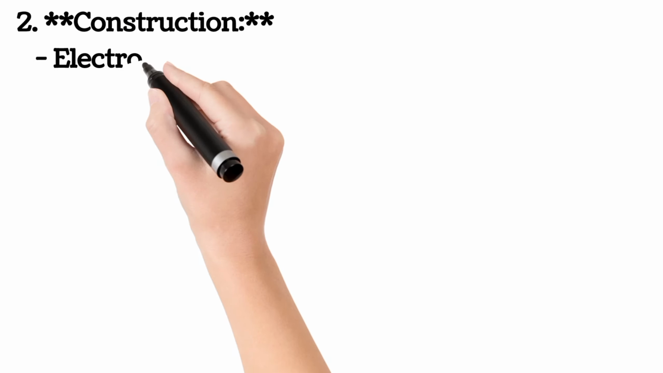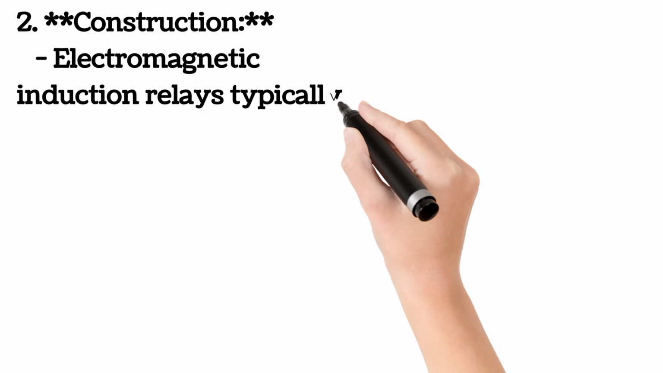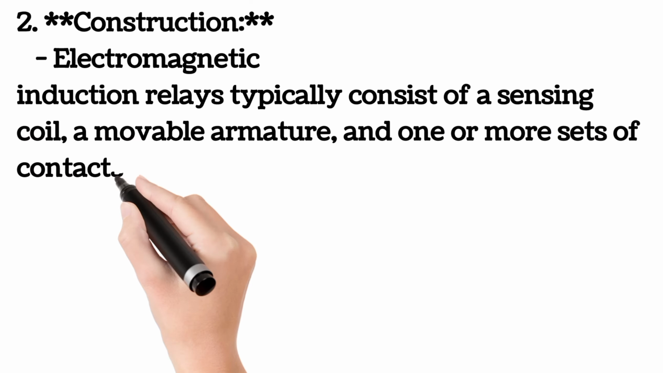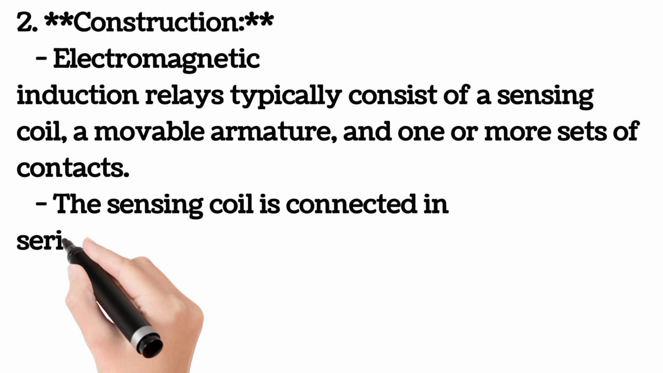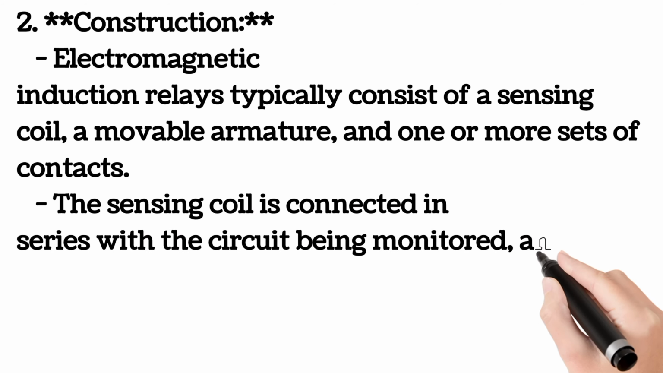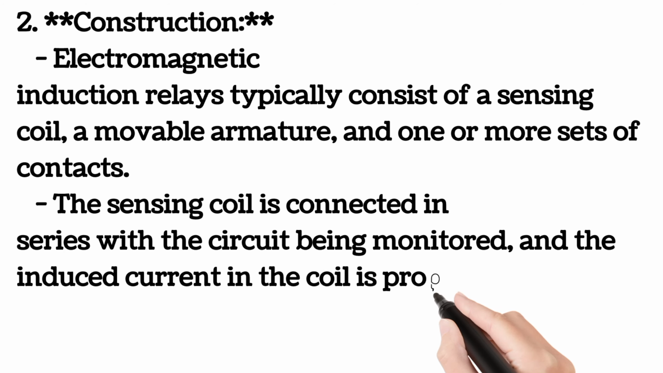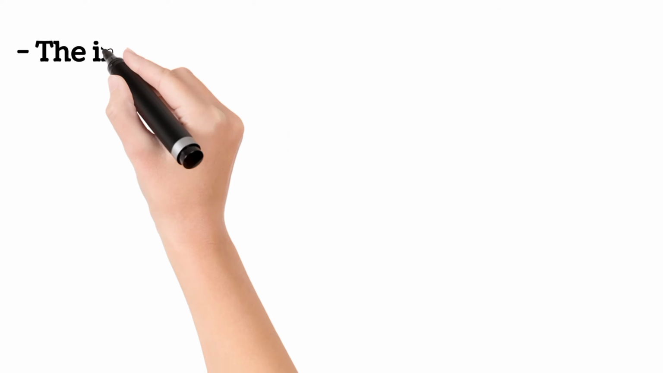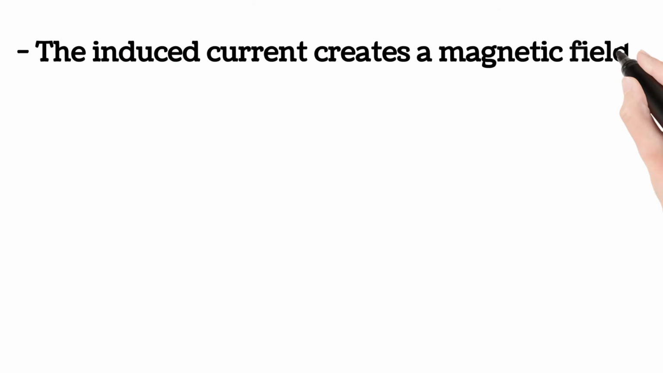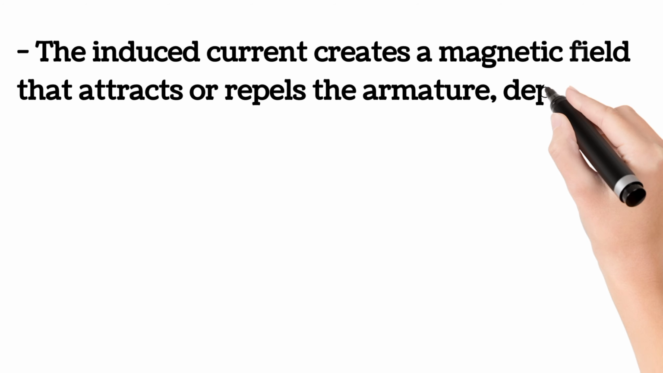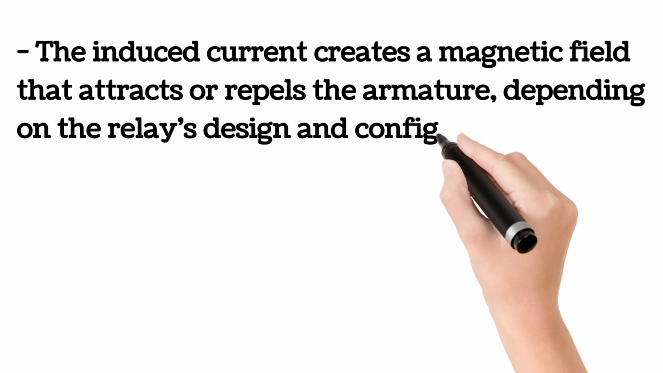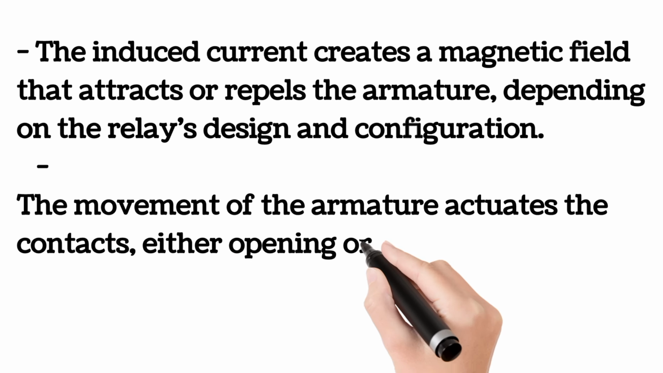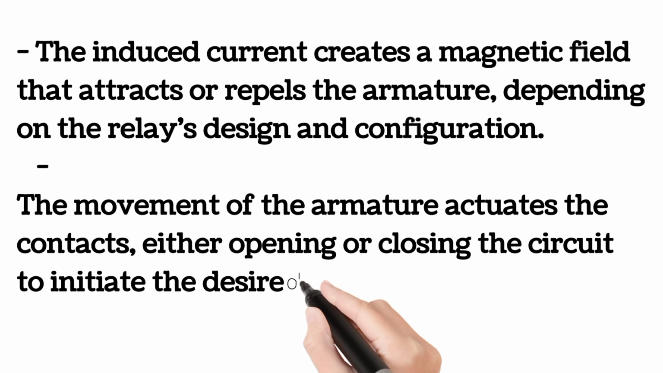2. Construction. Electromagnetic induction relays typically consist of a sensing coil, a movable armature, and one or more sets of contacts. The sensing coil is connected in series with the circuit being monitored, and the induced current in the coil is proportional to the current in the protected circuit. The induced current creates a magnetic field that attracts or repels the armature, depending on the relay's design and configuration. The movement of the armature actuates the contacts, either opening or closing the circuit to initiate the desired protective action.